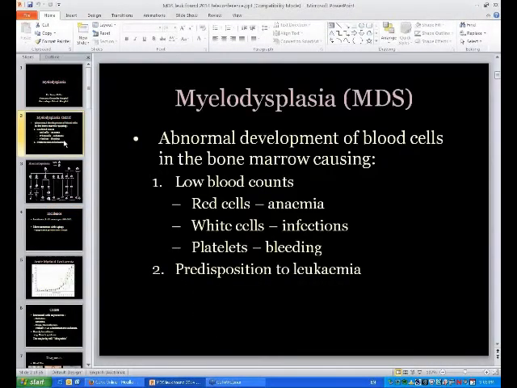This is sort of really an overview of myelodysplasia, and I hope that we'll get through it in enough time to leave ourselves plenty of time for questions at the end.